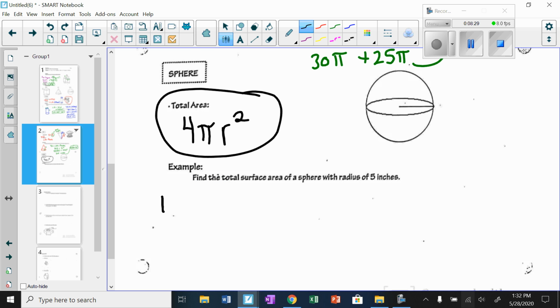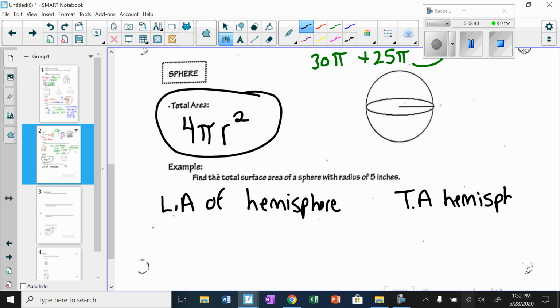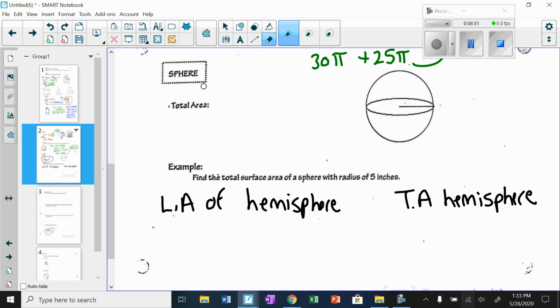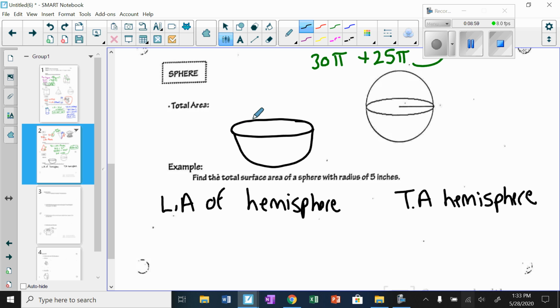Let's find the lateral area of a hemisphere and the total area of a hemisphere. So now, why is there a lateral area and a total area of a hemisphere? Let's think about what a hemisphere is. A hemisphere is a sphere cut in half, right? You have your northern hemisphere, southern hemisphere. It's a sphere cut in half. So when you cut that sphere in half, look what we've just created. We've just created a base.